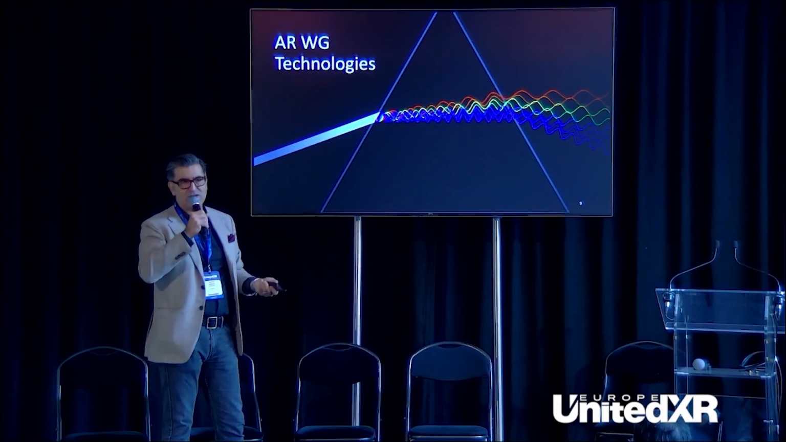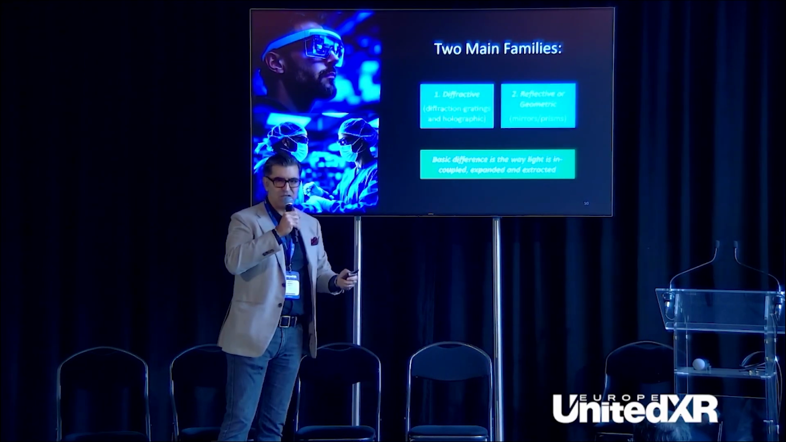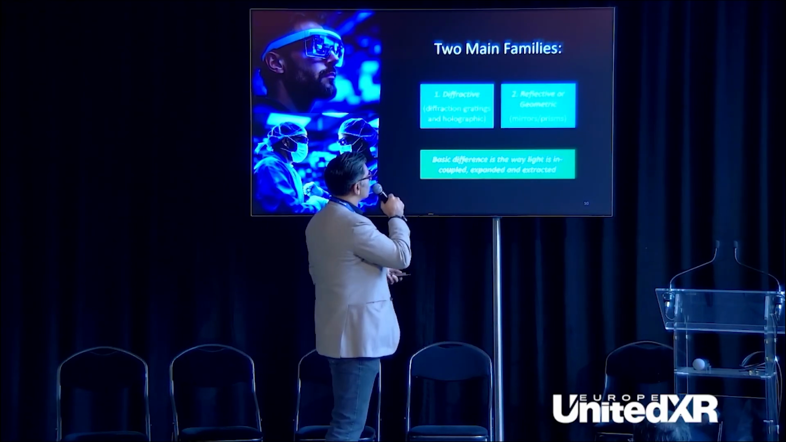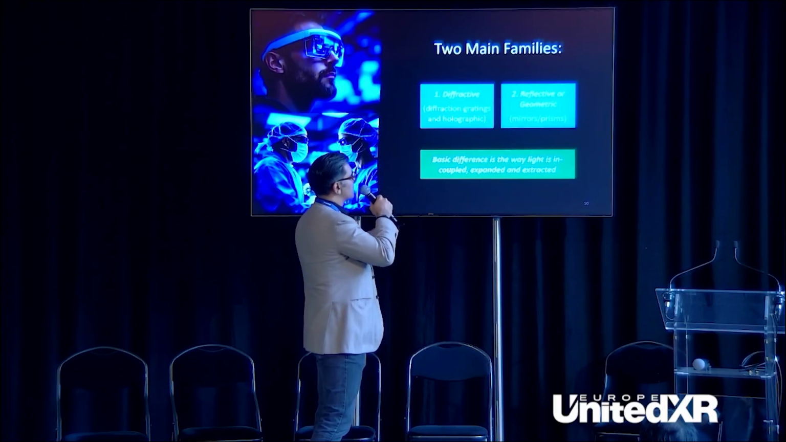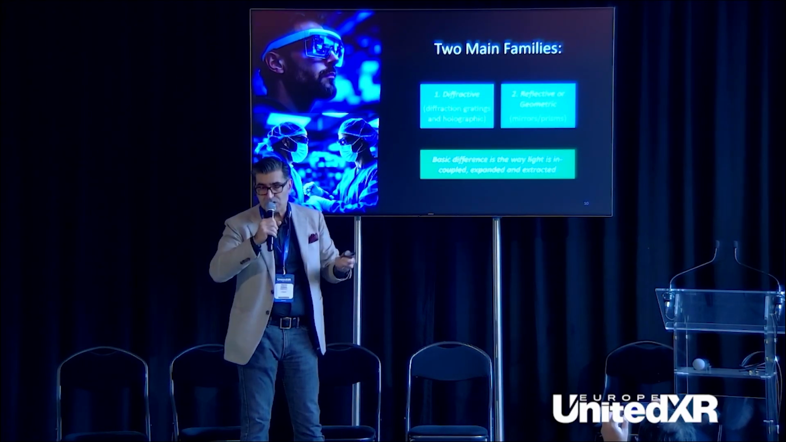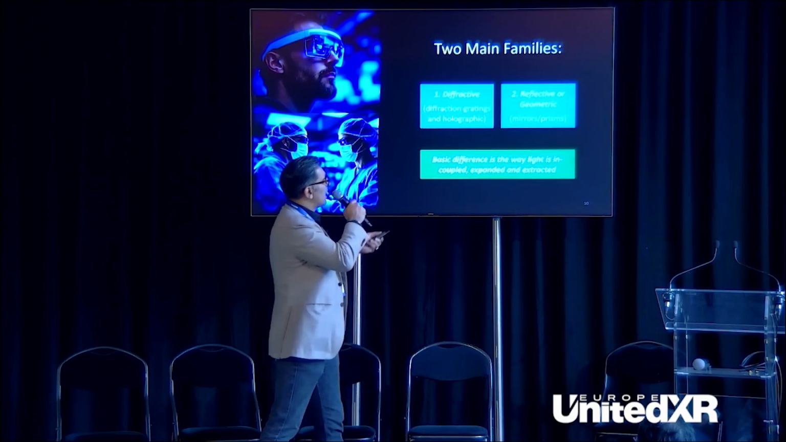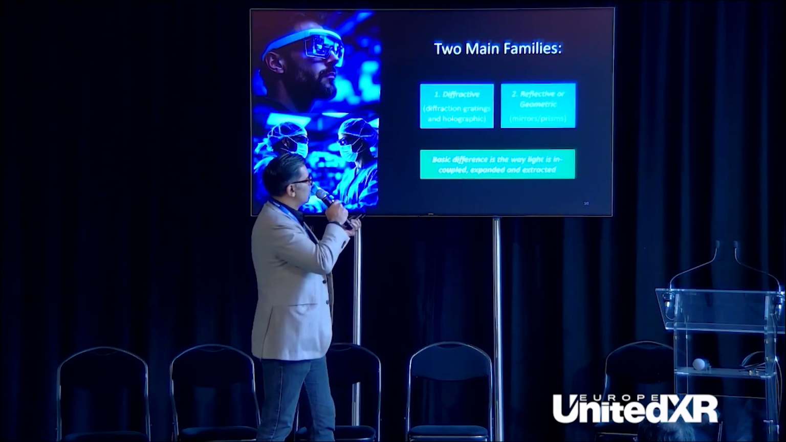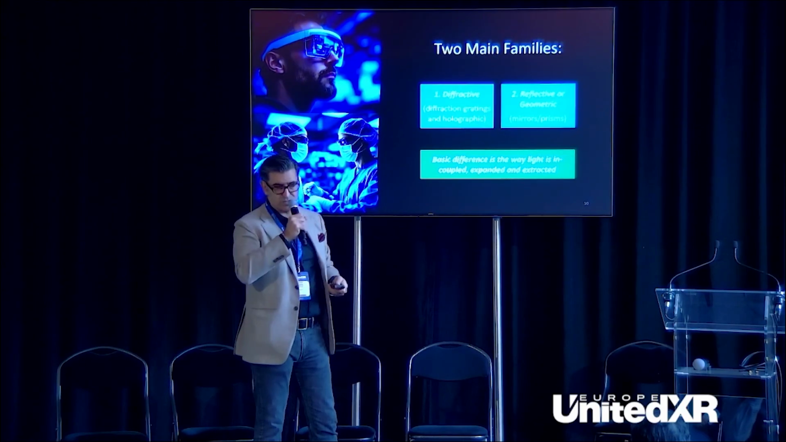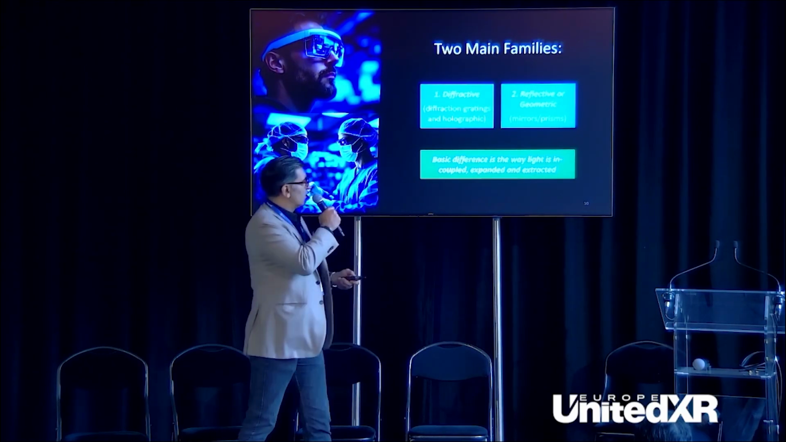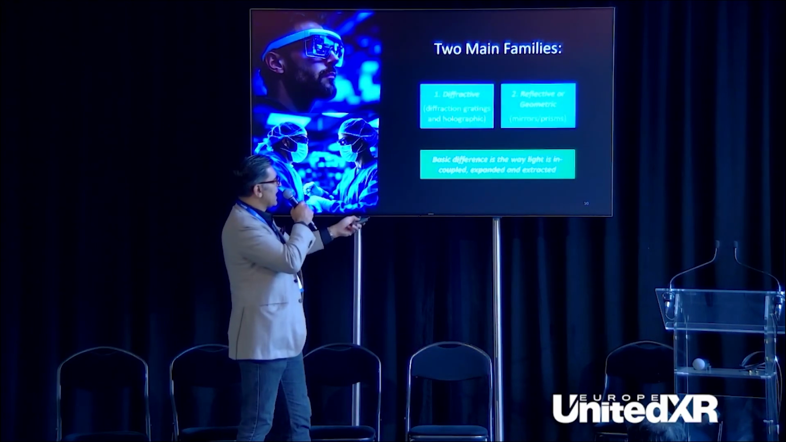We have various waveguide technologies that can address some of those points, okay? And actually there's two families. If you want to split these into two major families, there's diffractive and there's reflective waveguides. Diffractive works on the principle of diffracting light. These are diffraction gratings or holographic elements. And then you have reflective or geometric waveguides, which work basically on the principle of reflecting mirrors with prisms or actually mirrors. Okay, and the basic difference is the way that light is incoupled, expanded, and extracted.